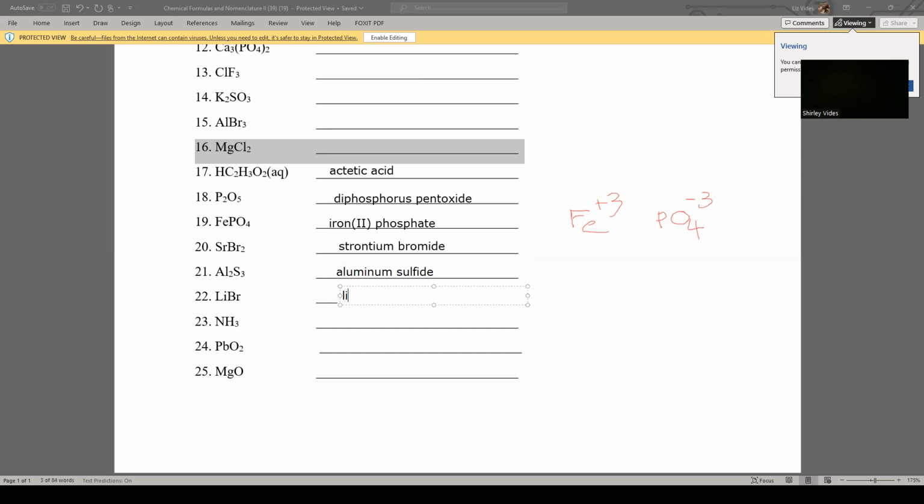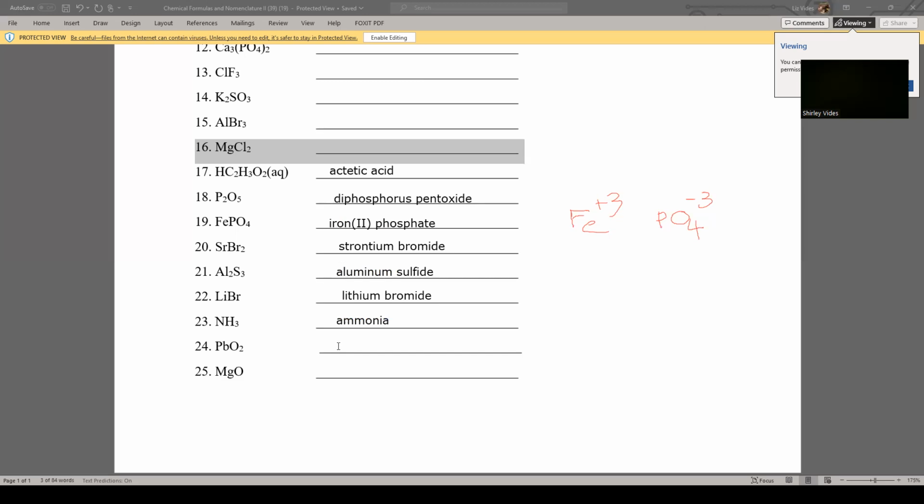Lithium, again, this is an easy one, and that is bromide, bromine, so bromide. Lithium bromide, there you go. And that right there, yes, you could say that is nitrogen trihydride, which would be correct, but its actual name is ammonia. One of those that has an actual name.